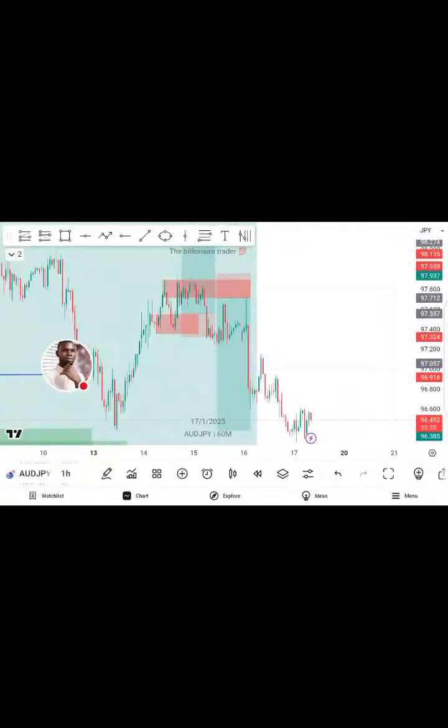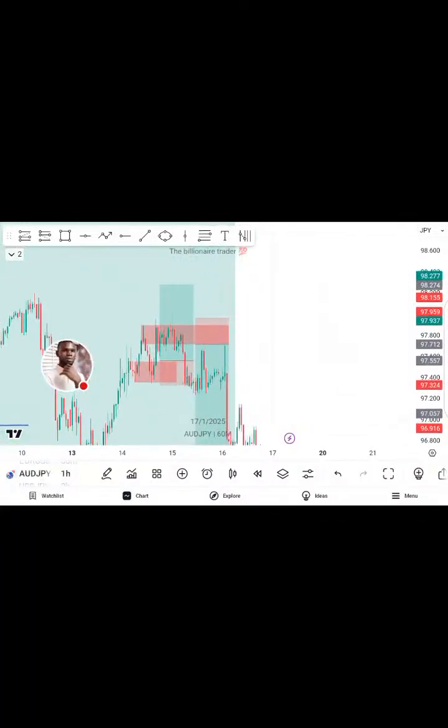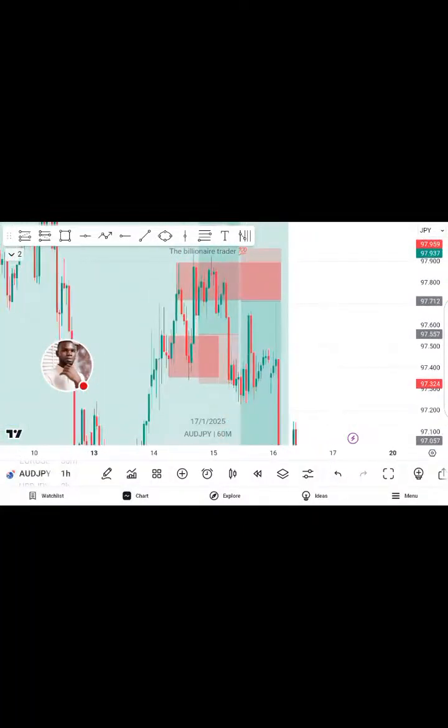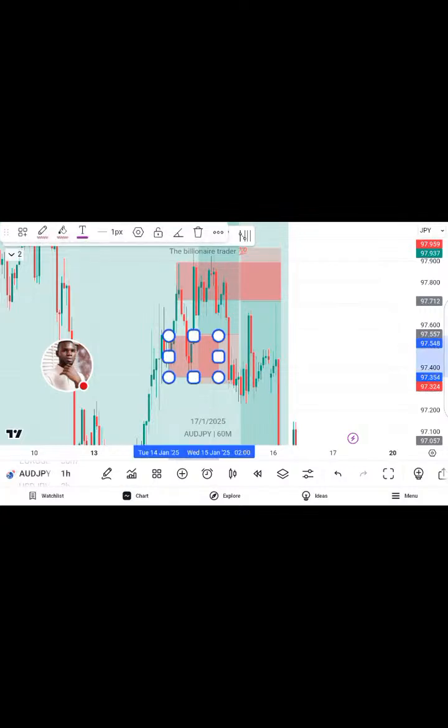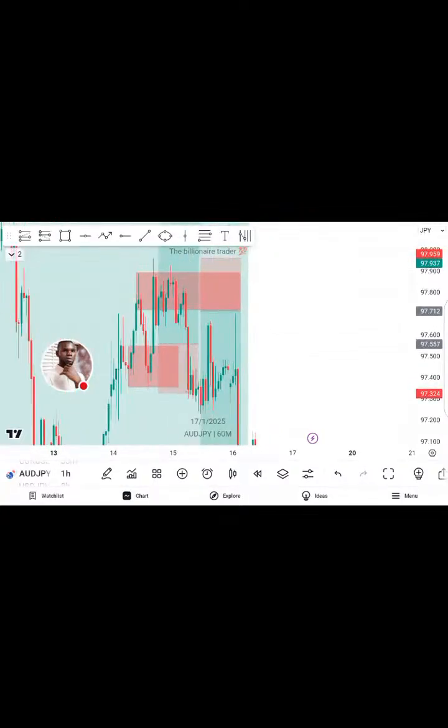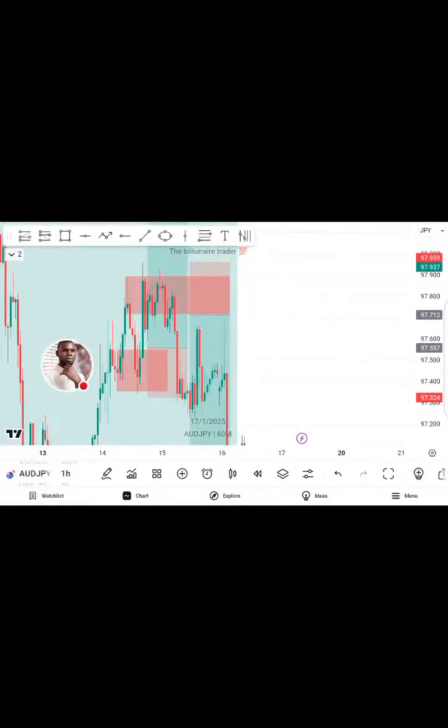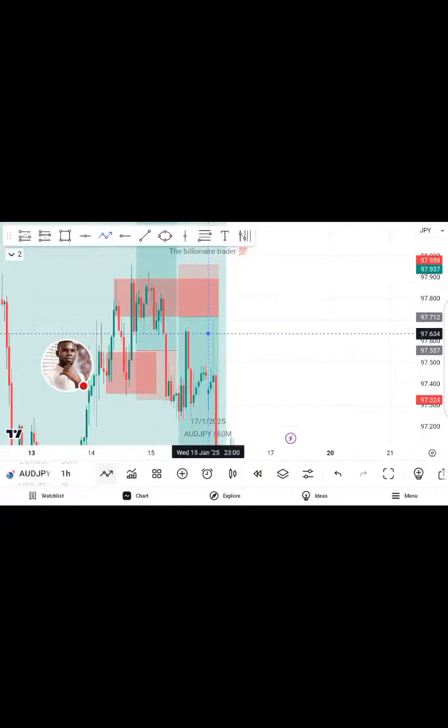So for this, I was actually looking at a buy around this, but it failed. And what did I see, or what did I follow for that buy?